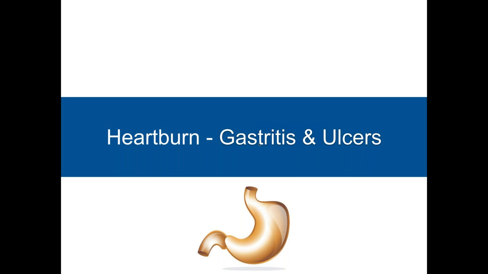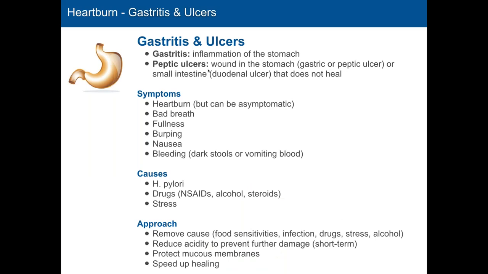So, heartburn, another thing, gastritis and ulcers. Anytime you see itis after something, it means inflammation. So gastritis is inflammation of the stomach. Esophagitis is inflammation of the esophagus. Generally speaking, peptic ulcers, which can be basically stomach ulcers, are usually caused by drugs or H. pylori, sometimes stress, sometimes steroids.